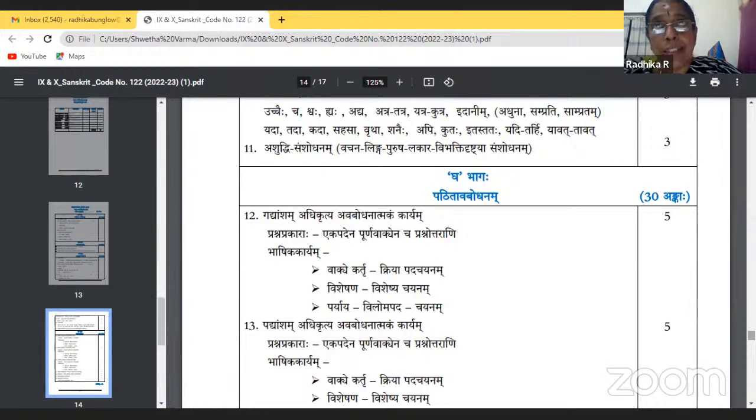It also contains 3 parts. Ekapadena Tarada, write the answer in 1 word. And Purnavakyena Tarada, then the Bhashika Karyam: Visheshana Visheshya Chainam, Kartru Kriya Pada Chainam, Paryaya Viloma Shabda Chainam. Last year, this question contained only 3 marks, but this year it contains 5 marks: 1, 2, 2. Ekapadena 1, Purnavakyena 2, and the Bhashika Karya 2, 5 marks.